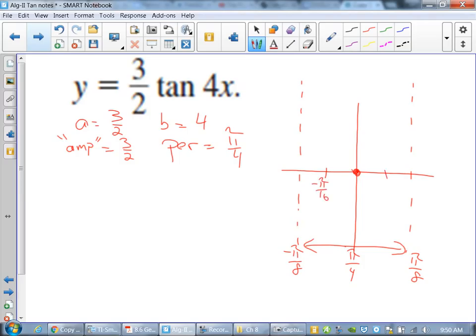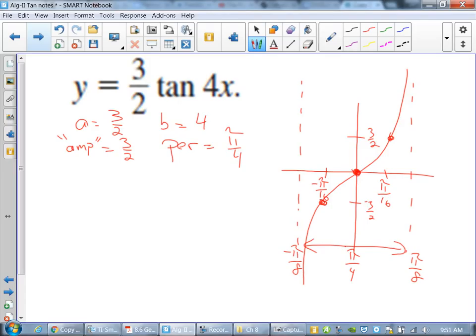And then on the other side, it's the same thing. It's pi over 16. Our amplitude, 3/2, or negative 3/2. Our a value is positive, which means tangent is increasing going from left to right. So I just mark the 3 dots. And away you go.